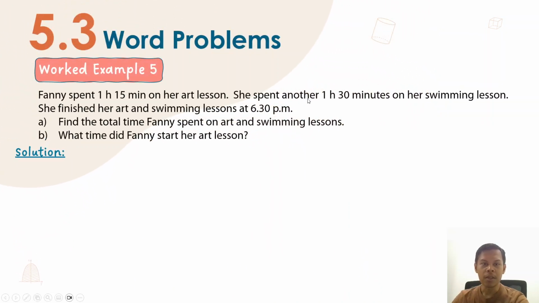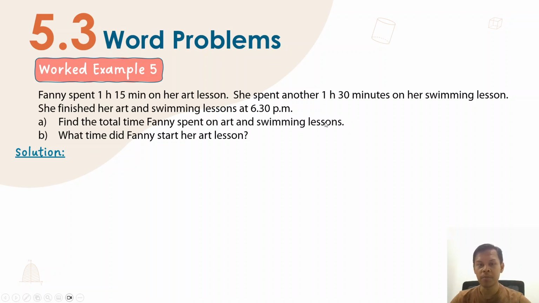Alright, so let's continue with several word problems involving time. First example here, Fanny spent 1 hour 15 minutes on her art lesson. She spent another 1 hour 30 minutes on her swimming lesson. She finished her art and swimming lesson at 6:30 p.m. Find the total time Fanny spent on art and swimming lesson.